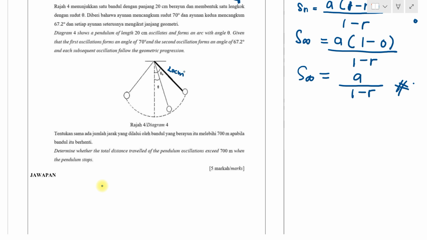Oscillate and form an arc of angle 67.2. Sorry, it will form an arc with the angle theta. Given that the first oscillation formed the angle 70, second oscillation 67.2, and each subsequent oscillation follows a GP. Of course, it's sum to infinity.